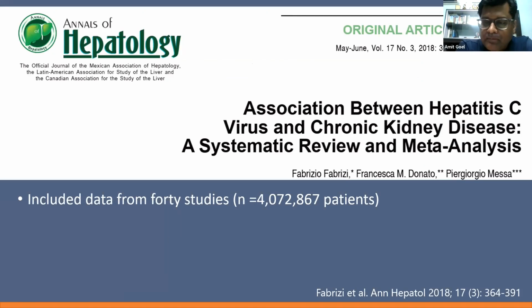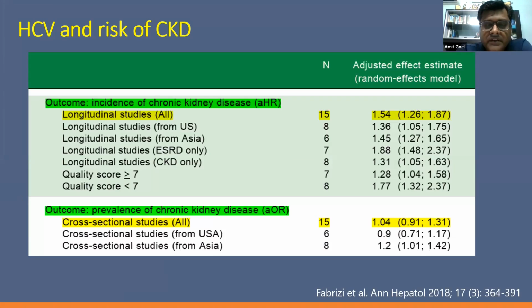I will not take individual studies because we have a very recent systematic review where the association of hepatitis C virus and chronic kidney disease was assessed, again by Fabrizi, with more than 4 million participants and data from 40 studies. Here, the hazard ratio for incidence of chronic kidney disease in prospective studies was 1.54. And it was consistent in different areas like US and Asia. Prevalence of chronic kidney disease was not that strongly associated with HCV.